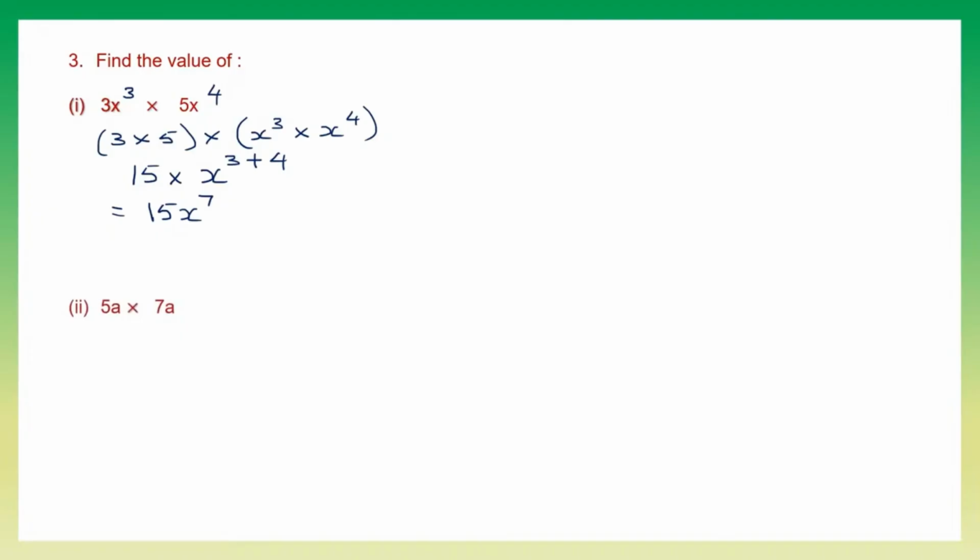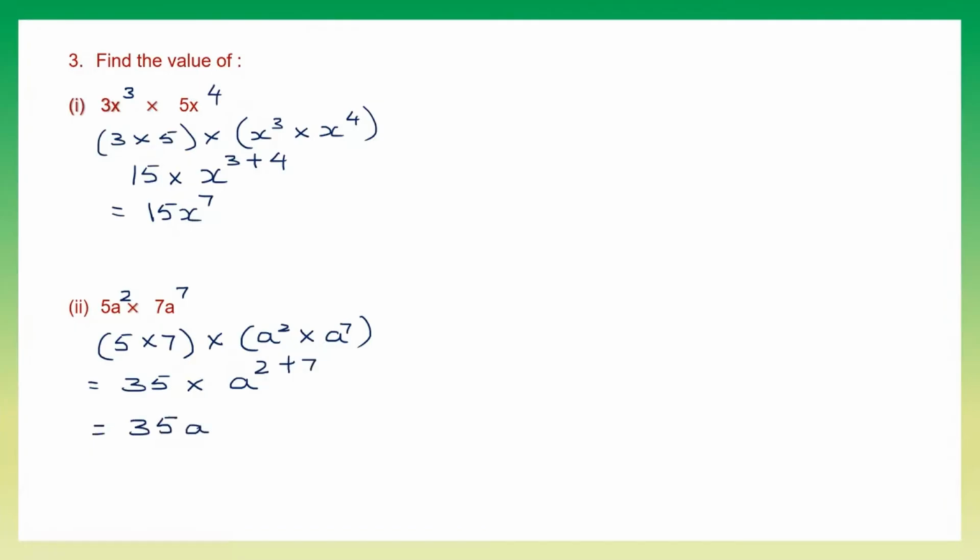Question 2. 5a squared and 7a to the power of 7. So first let's take the numbers. 5 into 7 into a squared into a to the power of 7. Now let's multiply. 5 7s are 35 into a to the power of 2 plus 7. So that will give us 35, a to the power of 2 plus 7 is 9. So the answer is 35a to the power of 9.